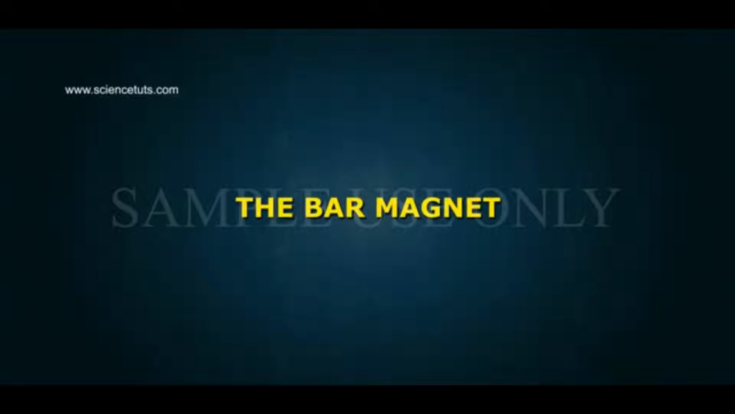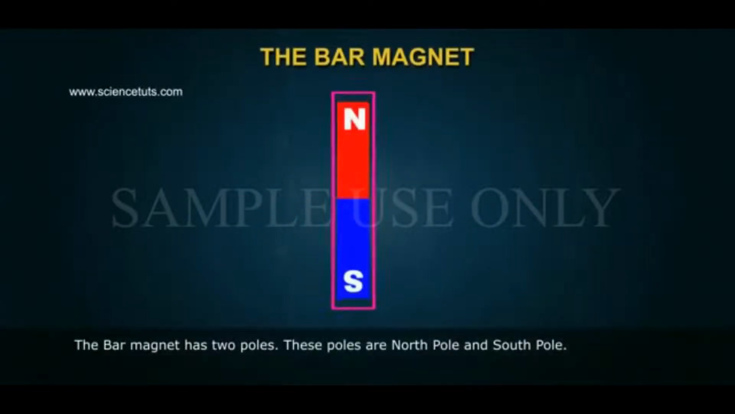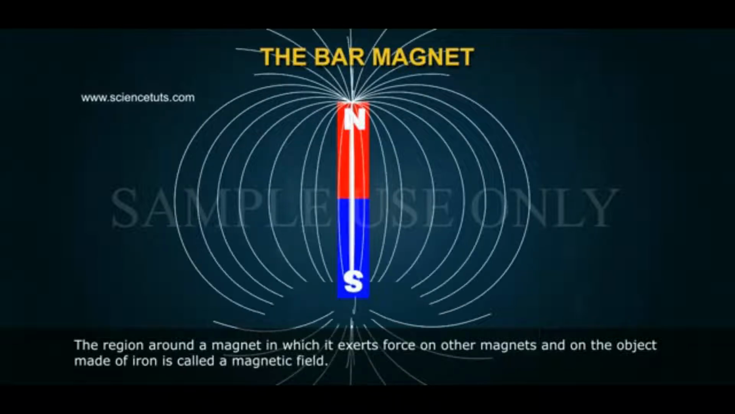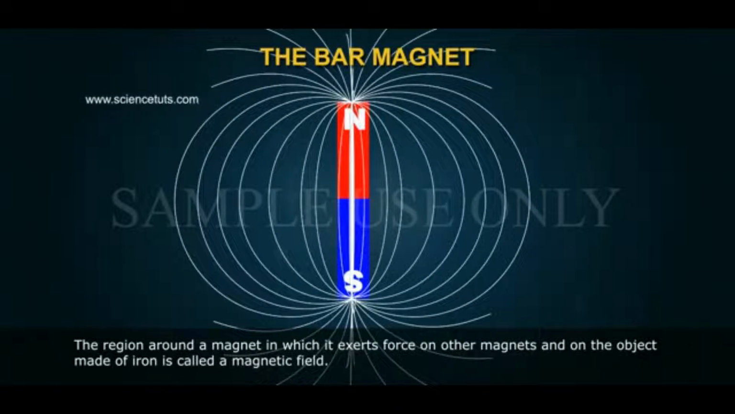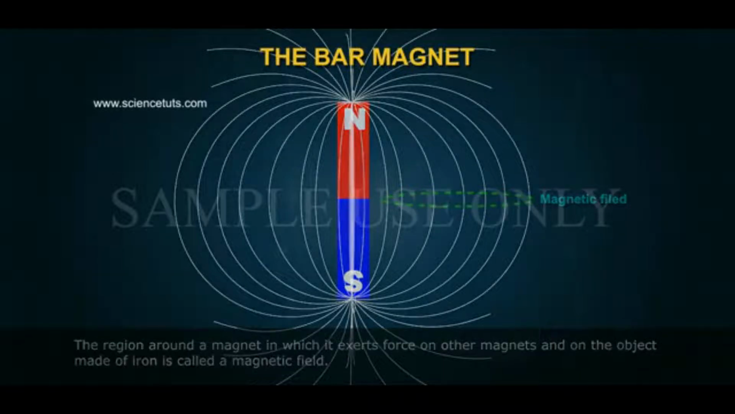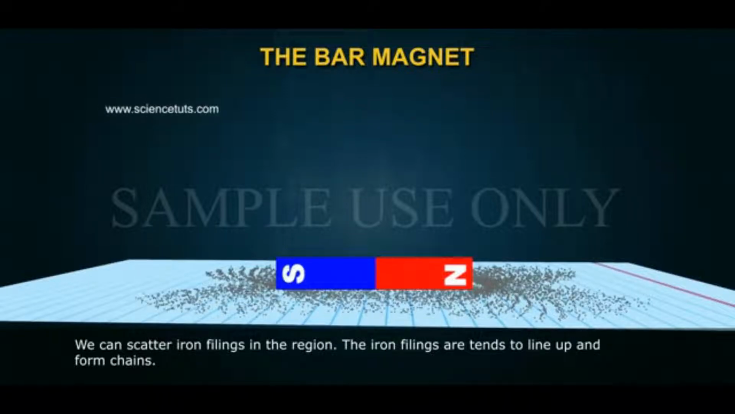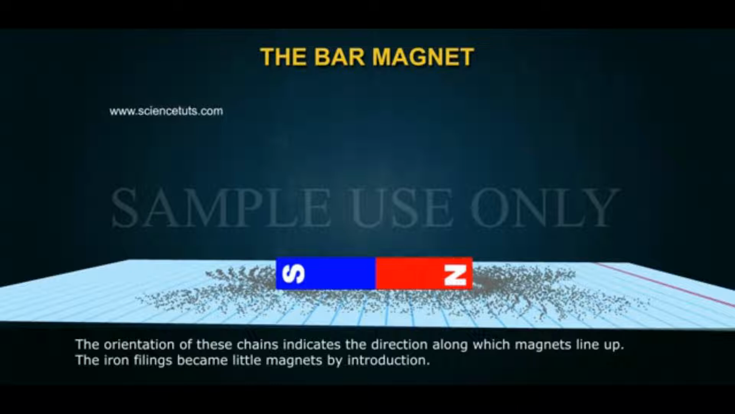The bar magnet. The bar magnet has two poles. These poles are North Pole and South Pole. The region around the magnet in which it exerts force on other magnets and on objects made of iron is called a magnetic field. We can scatter iron filings in the region. The iron filings tend to line up and form chains. The orientation of these chains indicates the direction along which magnets line up. The iron filings became little magnets by induction.